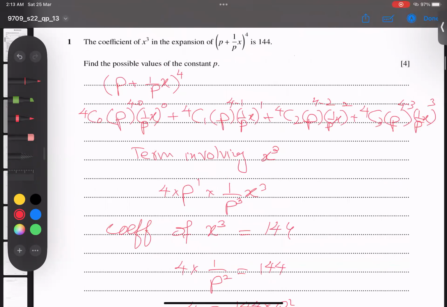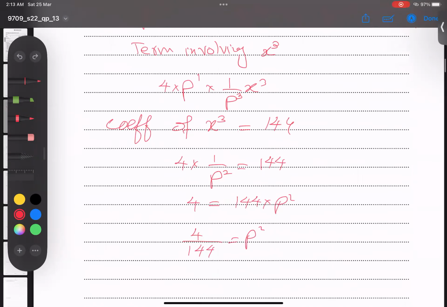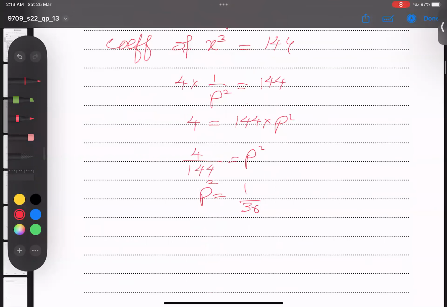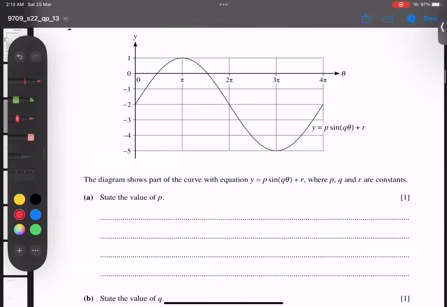And we have to find possible values of p. So it means that there are two possible values, one positive and one negative. When I apply 4 divided by 144, you can type it in the calculator, it becomes 1 over 36. And when I take the root, I get plus and minus 1 over 6. And that's it. First question is complete.